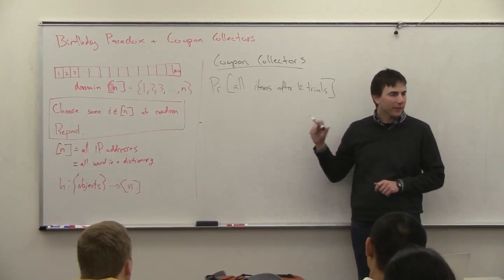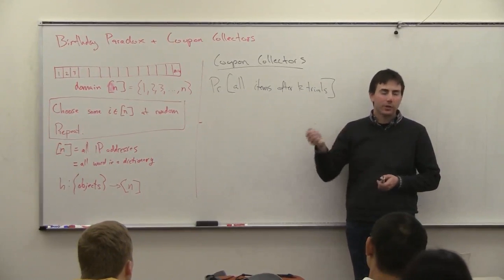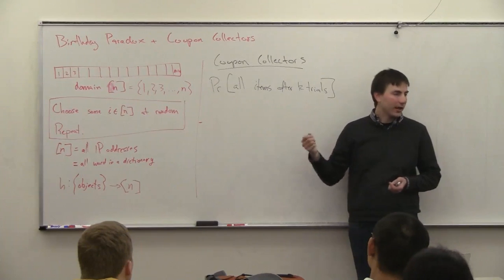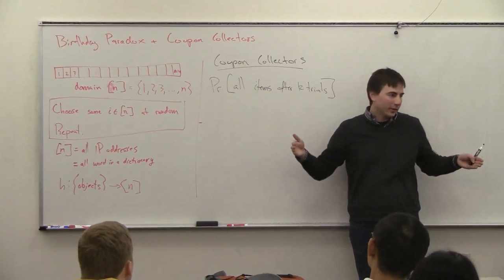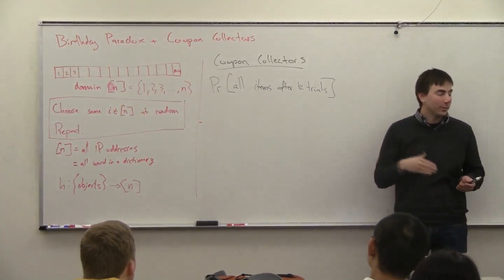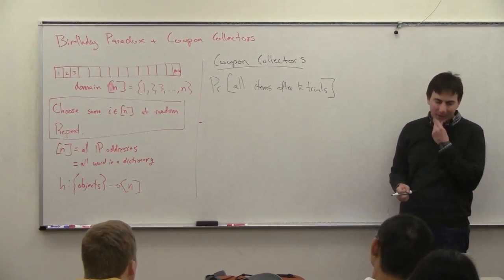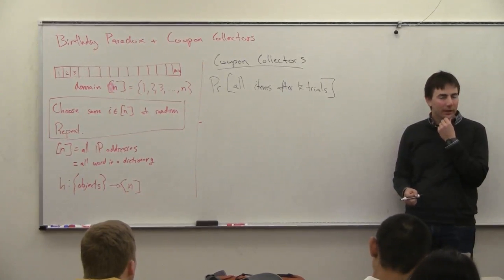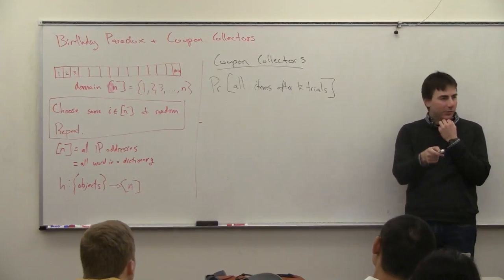That's something you could write out, but it would be really small, right? The first one always counts, the second one has to be different than the first one, the third one has to be different than the first two, and everything has to work out. You can't ever get a duplicate. And as we saw with the birthday paradox, you're probably going to get a duplicate after only square root n of these, right? So that's not a good way to analyze this.